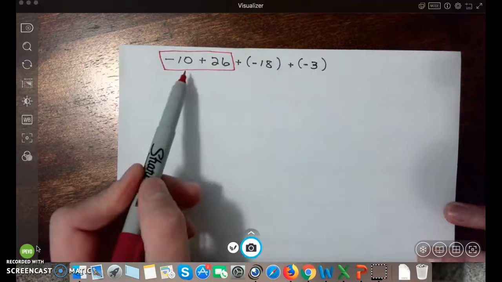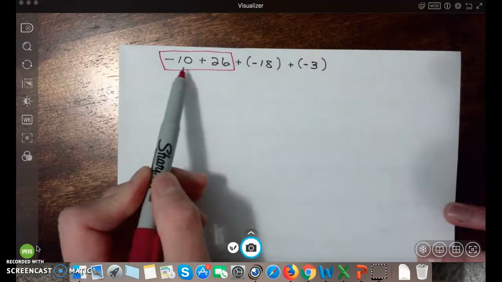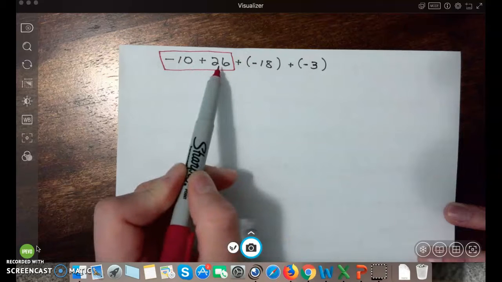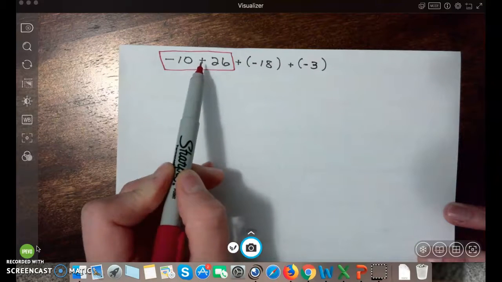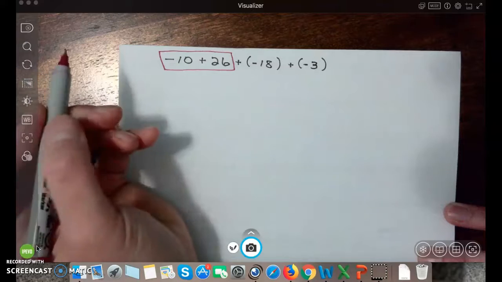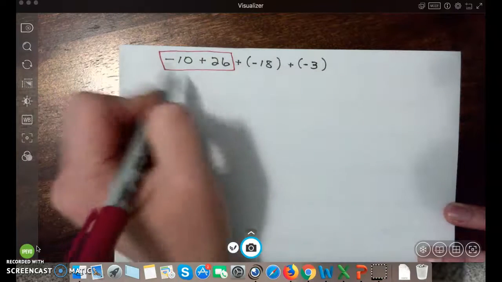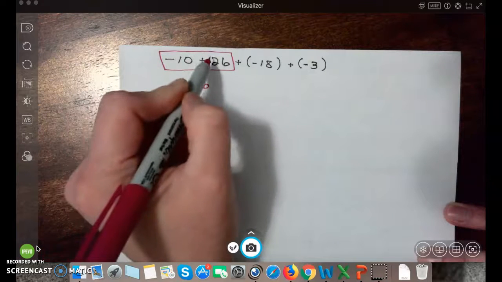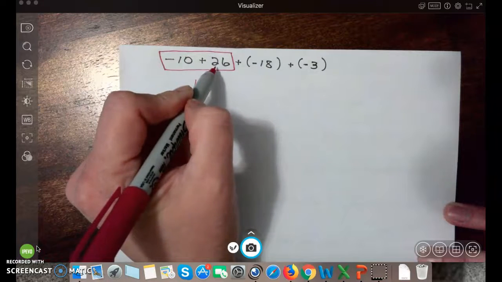So using our rules to add two integers, because our signs are different, a -10 with a positive 26, whenever we're adding and the signs are different, we're actually subtracting our numbers, 26 minus 10, to give us 16, and we're keeping the sign of the bigger number, which is 26.